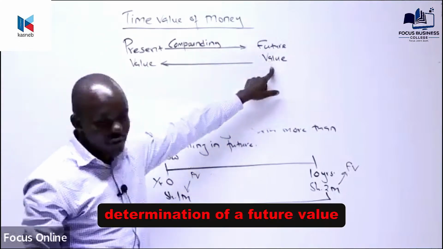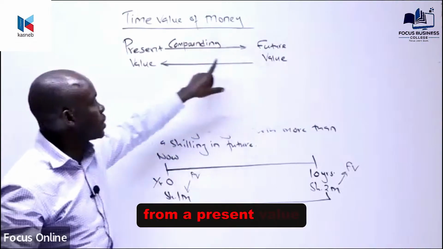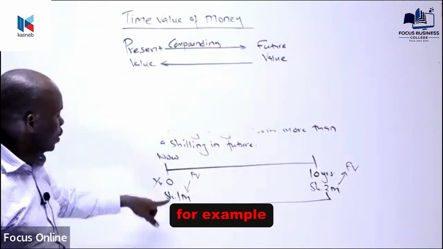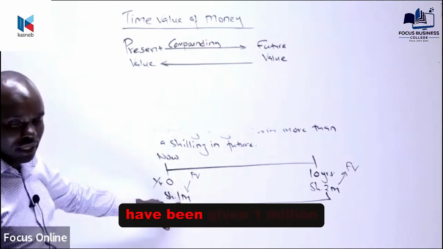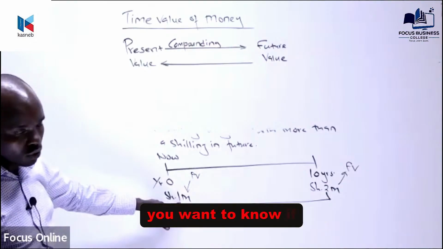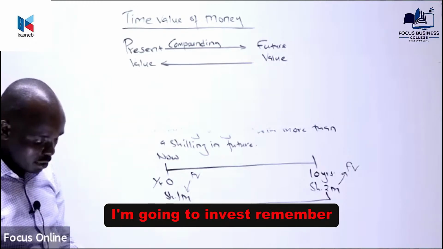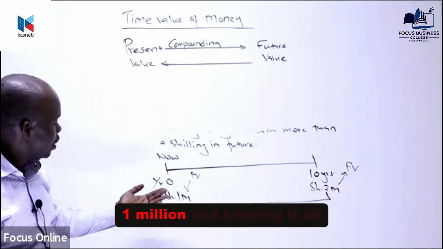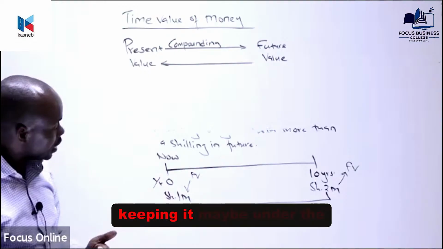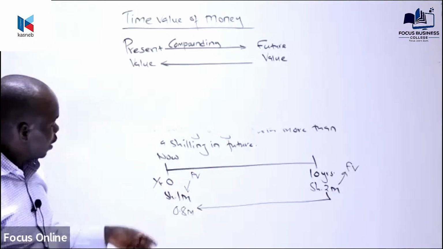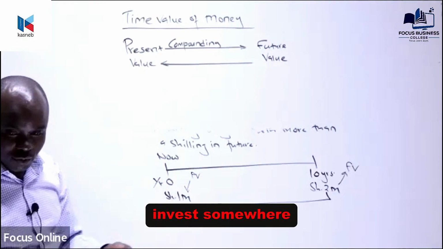Determination of a future value from a present value. For example, in our example here, you have been given 1 million. You want to know, if I get this 1 million today, I'm going to invest. Remember, you're not just getting the 1 million and keeping it maybe under the bed. No, you'll get the 1 million and invest somewhere.